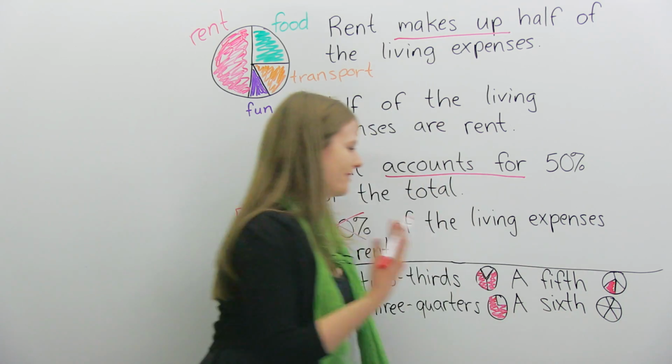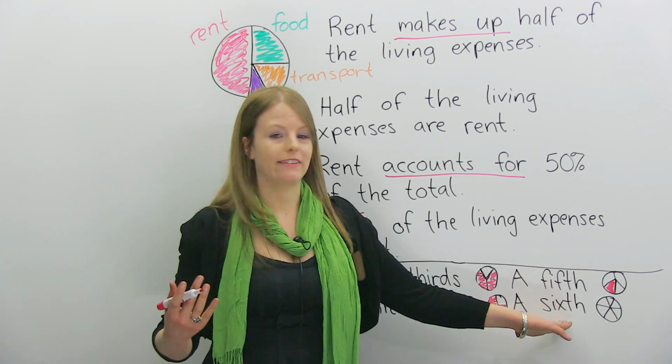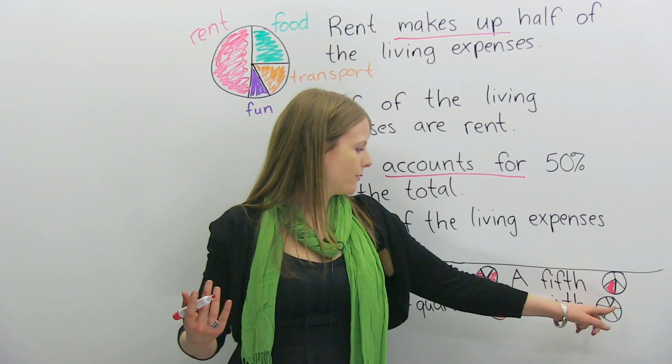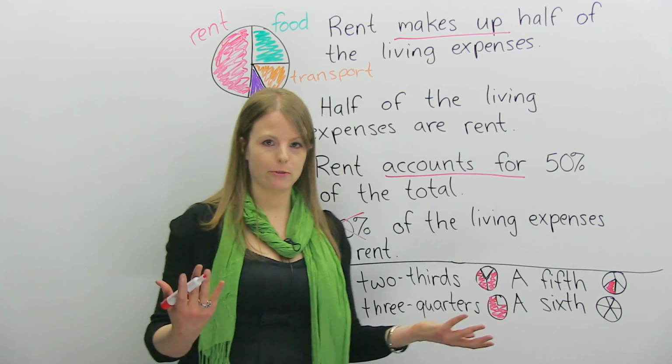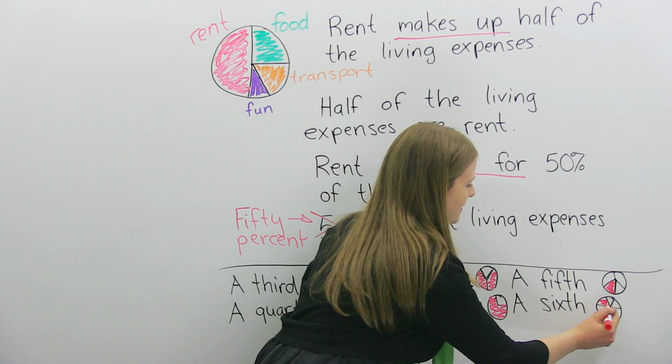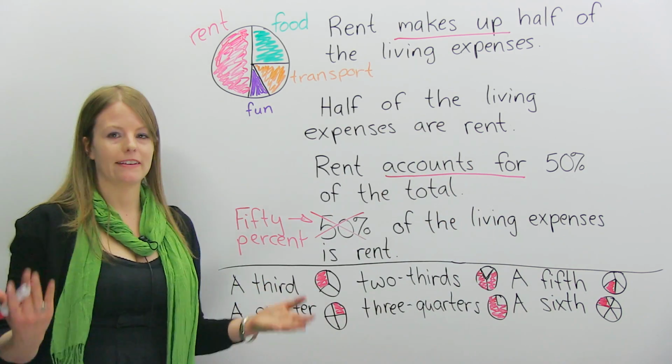Okay, so in red is a fifth. Or we can also talk about a sixth. If we have 1, 2, 3, 4, 5, 6, 6 equal slices, if I color in one of these, that becomes a sixth.